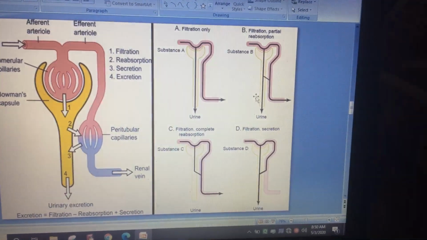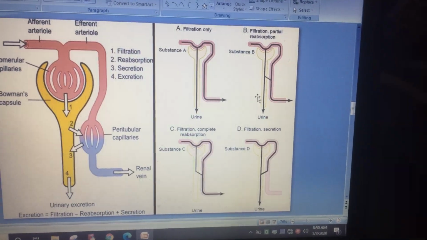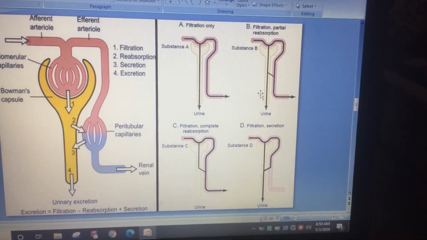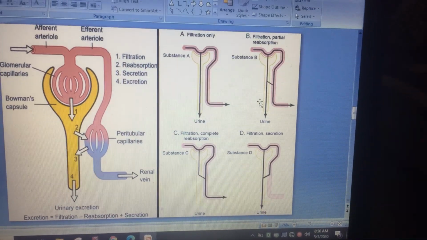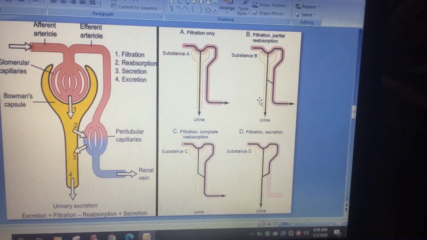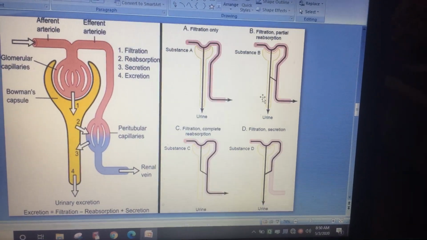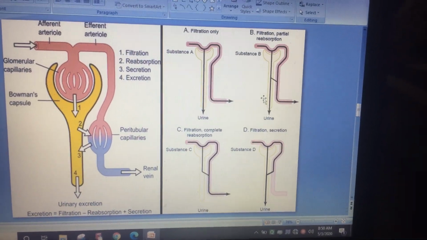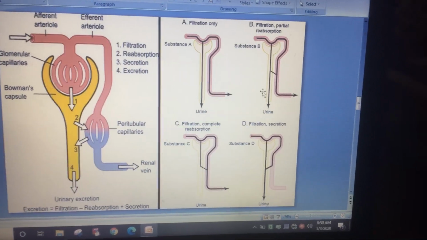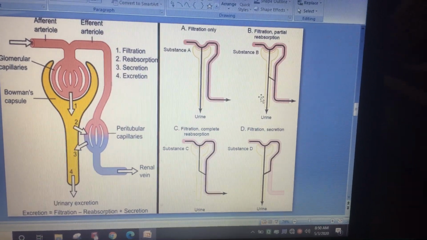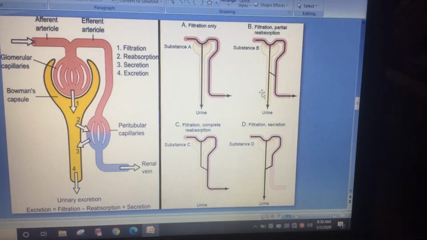Say, for example, glucose, which is completely reabsorbed in the tubules, and D shows that in the tubules there are substances which are thrown out from the blood, from the peritubular capillaries, like creatinine, urea, ammonia, etc.